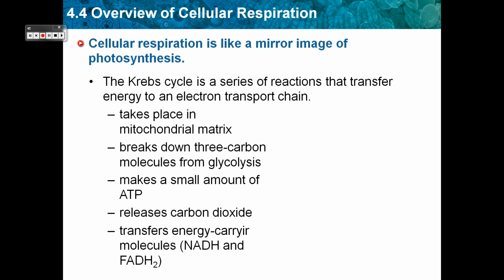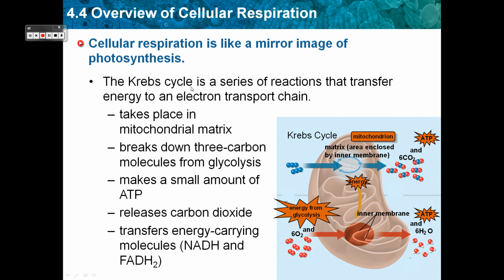Okay, the Krebs cycle, so that's a series of reactions that transfer energy to that electron transport chain that we just talked about. The Krebs cycle happens right here in the matrix. Remember, the matrix is the space inside the inner membrane. I know it looks like the arrows go across the membrane, but in fact, the matrix is inside the inner membrane, okay? It breaks down those 3 carbon molecules that we got from glycolysis.